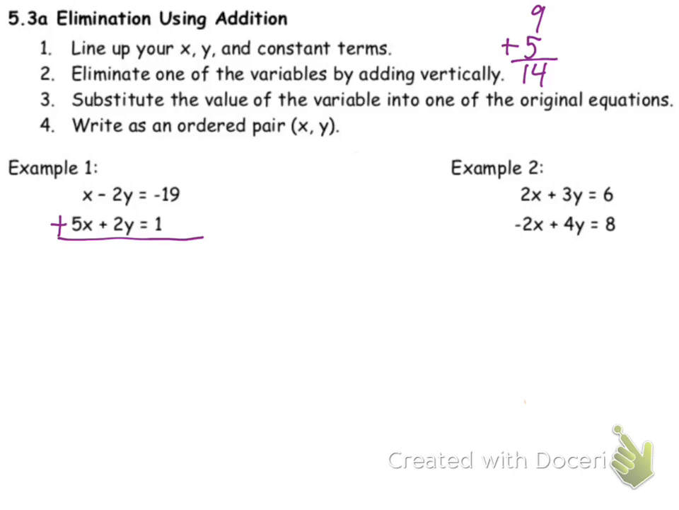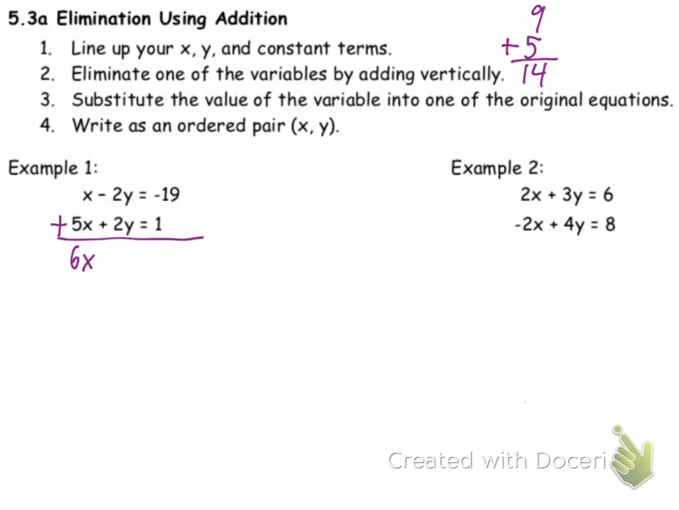So now we're going to add vertically like it says. Show me with your hands what way vertically is. Very good. It's up and down. Looks good. What is x plus 5x? 6x. I'm going to write that right beneath it. I'm going to keep it underneath the x. I'm not going to put it underneath the y's. I'm not going to put it underneath the equal. I'm going to put it underneath the x.